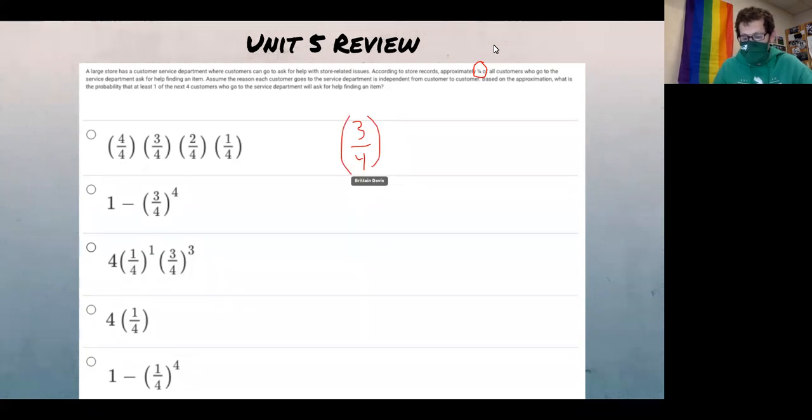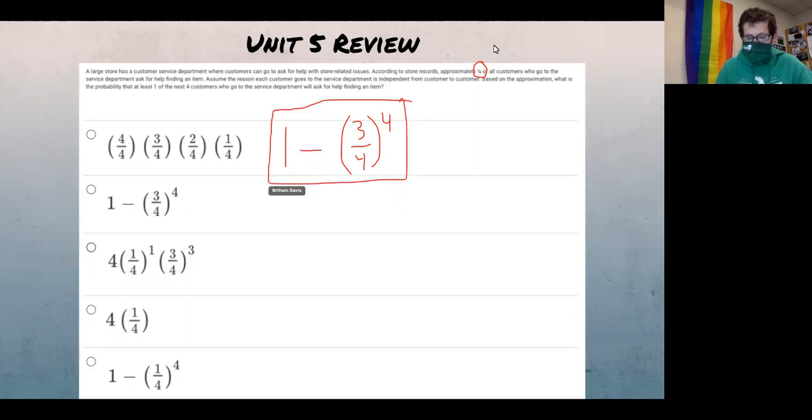And since these are independent events, we can just multiply these together. There's 4 people, so basically it's 3/4 to the 4th power. Now that is the probability that no one is asking for help finding an item. So if we're trying to find the probability that at least 1 is, then that's going to be the complement of what we just found. So it's 1 minus that, and that's the probability of it.